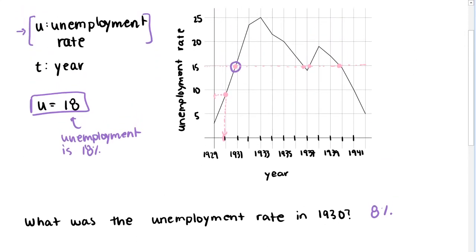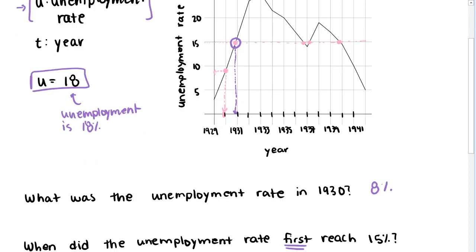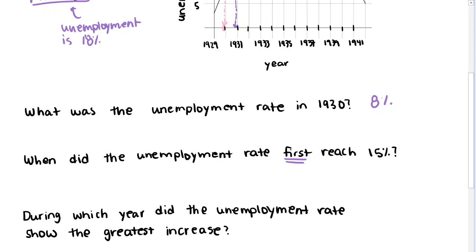And so here is the point corresponding to an unemployment rate of 15% the first time. If we look at its relationship to the time axis, it's just a little bit before 1931. It depends on how precise we're going to get, but just to avoid getting too careful with this problem, I'm going to say approximately 1931. And approximately 1931 is when the unemployment rate first reached 15%.